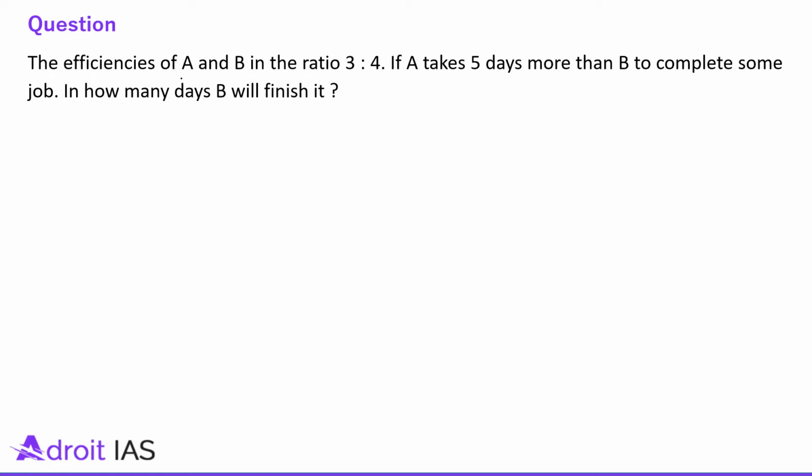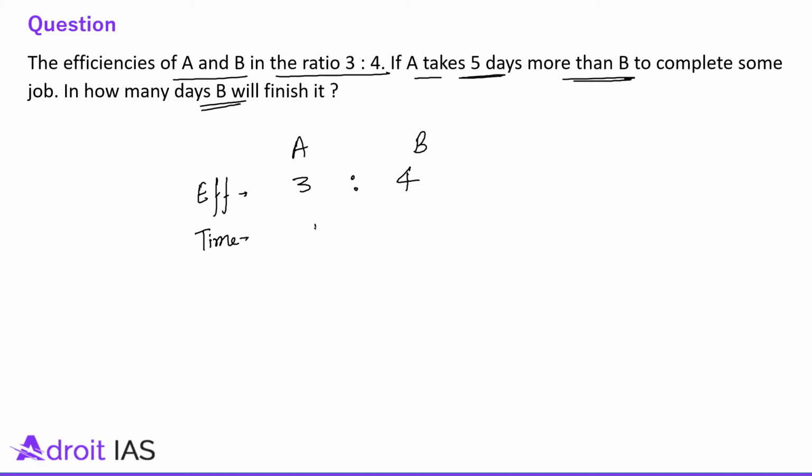Next question is, the efficiencies of A and B are in the ratio 3:4. If A takes 5 days more than B to complete some job, in how many days will B finish it? See everyone, the ratio of efficiencies is given, this is 3:4, right? So the ratio of time will be 4:3. So the difference is 1 unit, and the question says A takes 5 days more, so the difference of time is equal to 5 days, right?